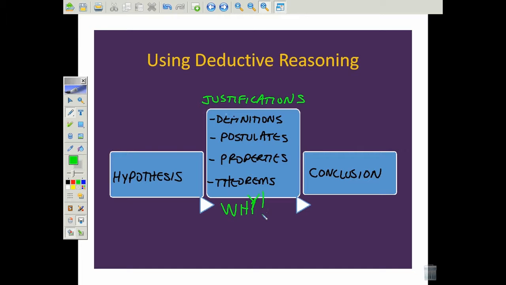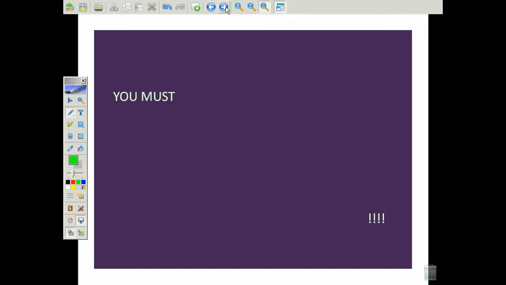Okay? We're using deductive reasoning in these proofs. We're putting things together to figure out what's going to happen. Let's look at a couple of examples. We need to remember that you must justify each step. I put it in its own slide because we have to give reasons why we do what we do.